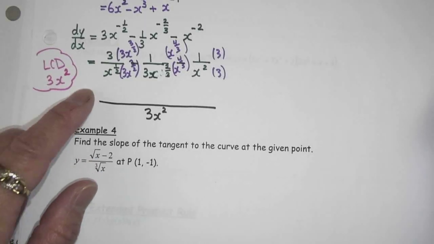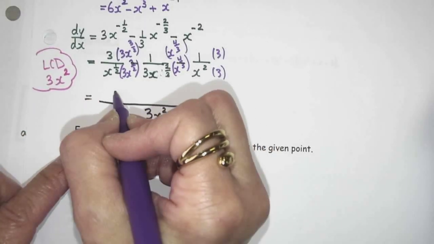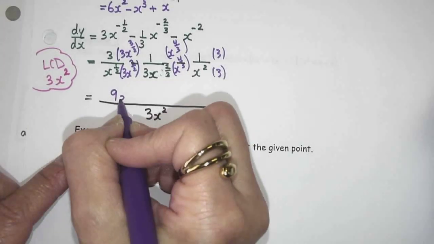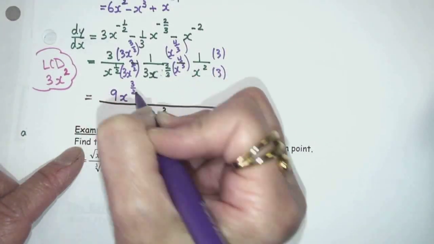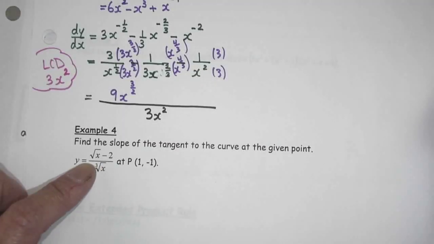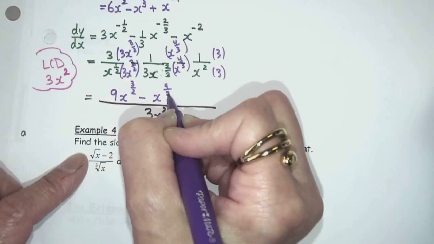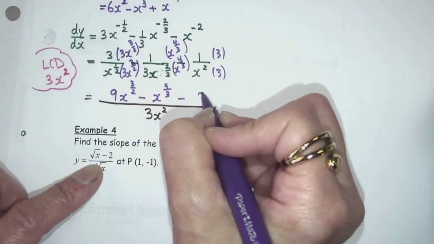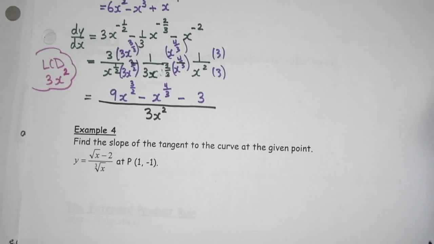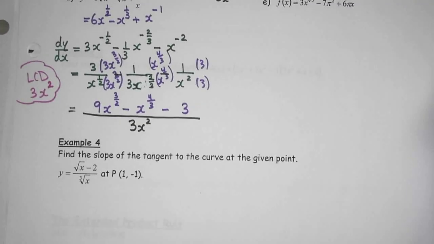So now when I write this, my answer here would be 9x to the 3/2, and I don't care if you leave it in radical form or fraction form, up to you, minus x to the 4/3 minus 3. All done. So that is lowest common denominator. Questions with that? Okay. All right.